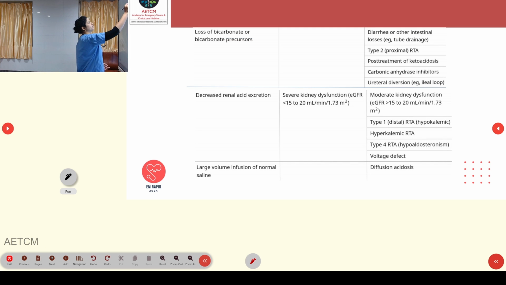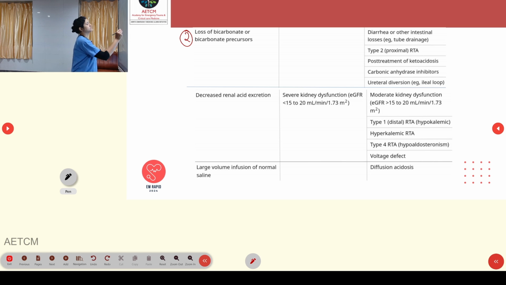Second one is loss of bicarbonate or bicarbonate precursors. It will mainly cause NAGMA, that is diarrhea or other intestinal losses, type 2 or proximal renal tubular acidosis, post treatment of ketoacidosis, carbonic anhydrase inhibitors and ureteral diversions.